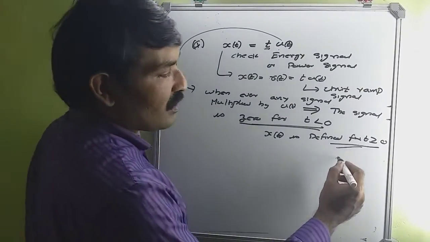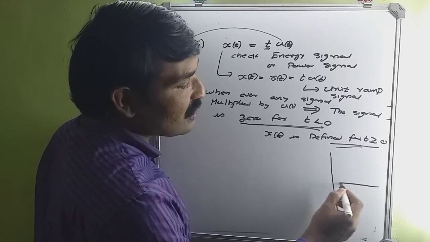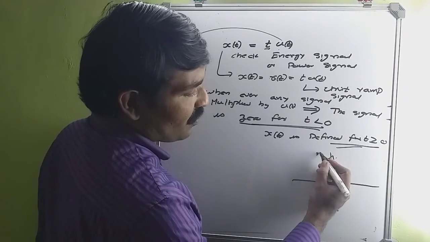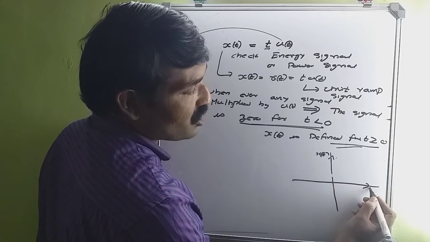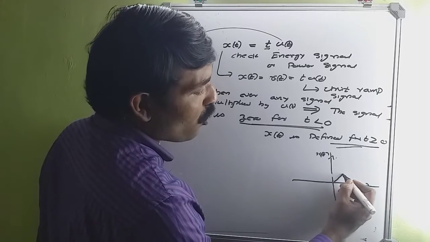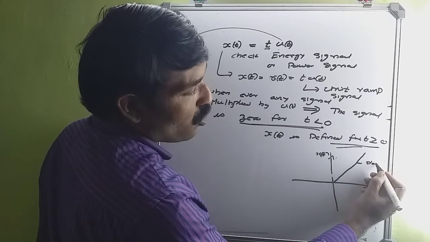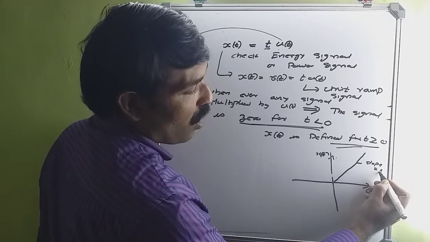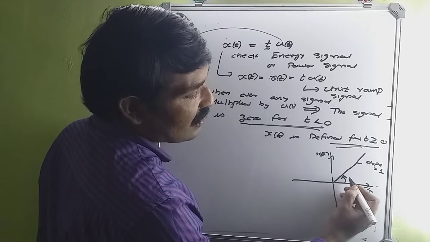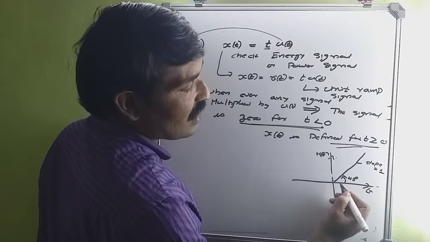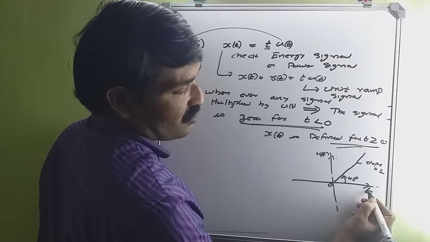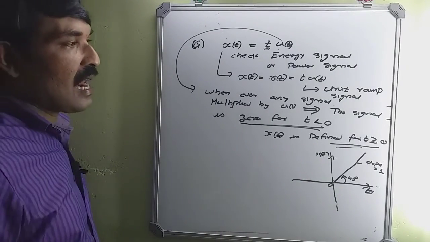Now, let us draw the signal x of t. x of t is a unit ramp signal. So, this has a slope. A line having a slope equal to 1. Slope of the line is equal to 1. So, this is making an angle of 45 degrees with the time axis. So, this is our unit ramp signal.